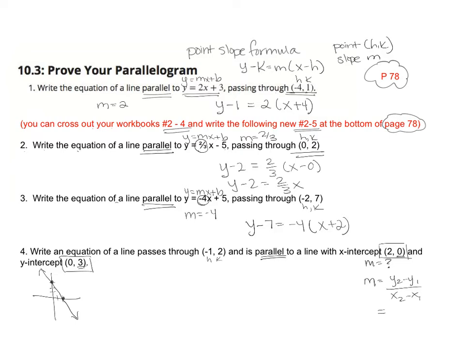So I'm going to go ahead and use the 0 first. So 0 minus 3, those are my two y values, divided by now the difference in my x's. So I have to start with my 2, since I started with the 0 on top. 2 minus the other x value, which is 0. So 0 minus 3 is negative 3, and 2 minus 0 is 2.